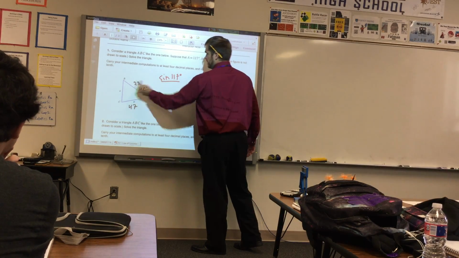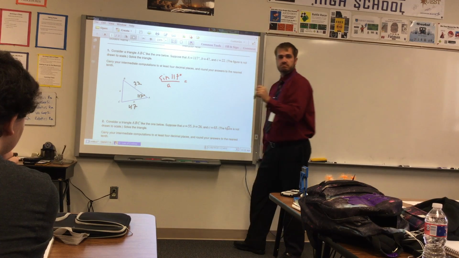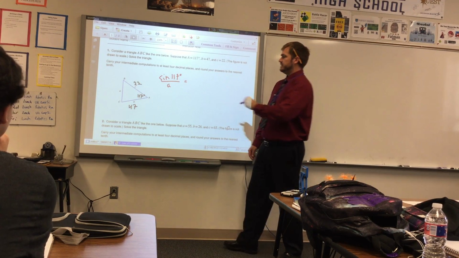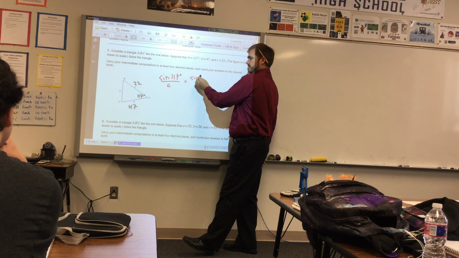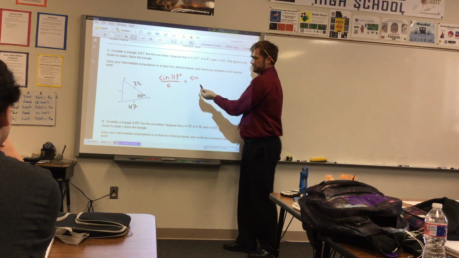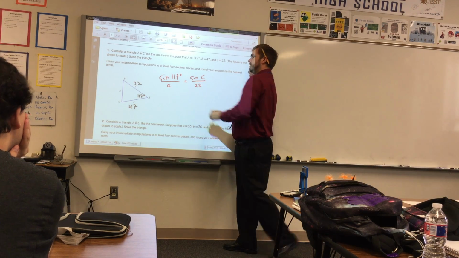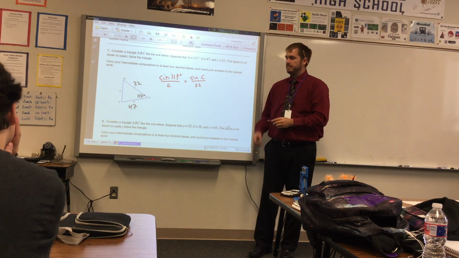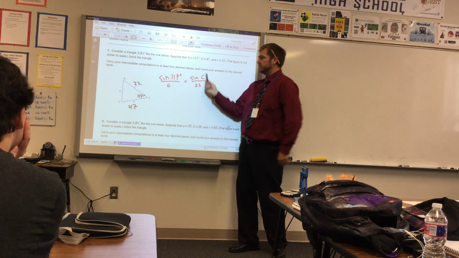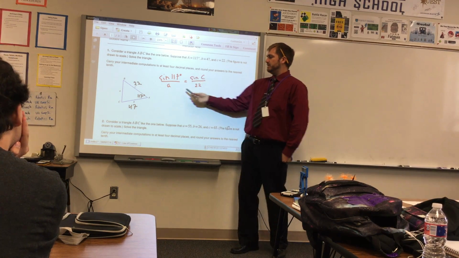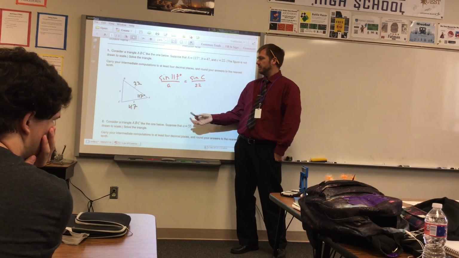Sine of 117 over little a, don't know what that is, equals, call out to me, class. C. Sine of B, or which one? C. Okay, sine of C over 22. What's the problem with this? There are two unknowns. I don't know what this is, and I don't know what this is. So I'm never going to be able to work this down to get an actual number for an answer.